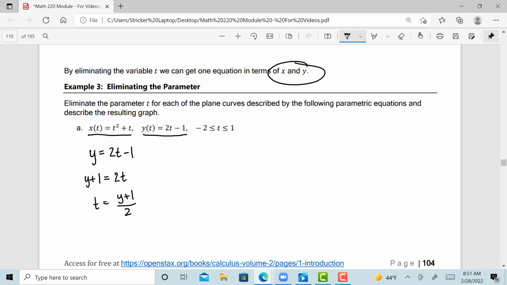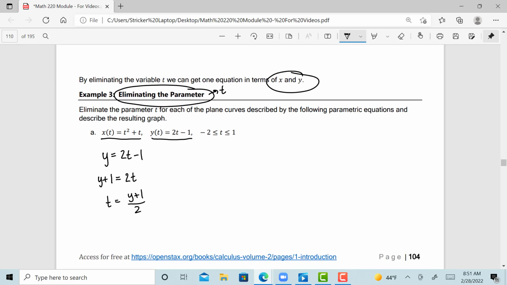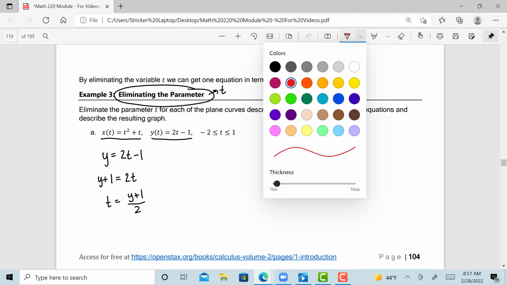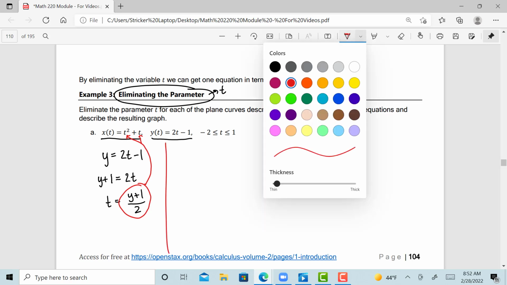And that's not super ideal because it's still kind of an ugly expression. But remember, the goal here, if we're trying to get something in terms of just x and y, is that we want to eliminate the parameter. In other words, we want to eliminate t. Once you've solved for t in one of the equations, you need to substitute that in for t in the second equation. So let's go ahead and do that.